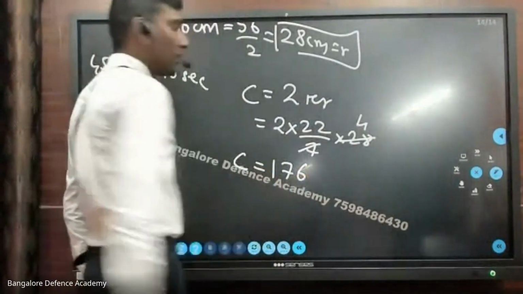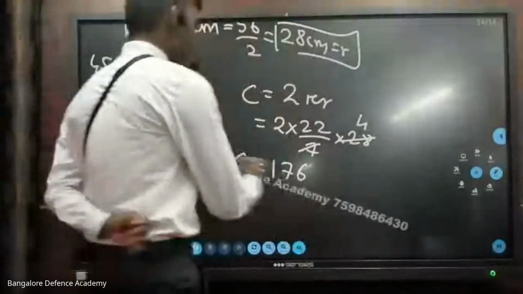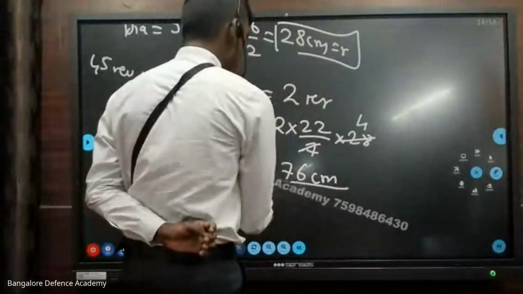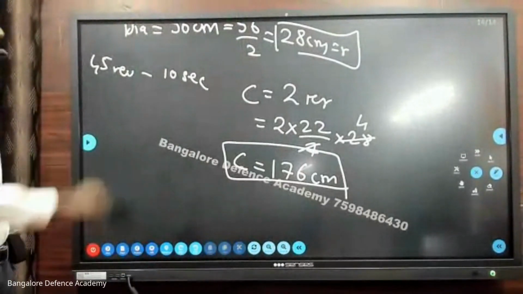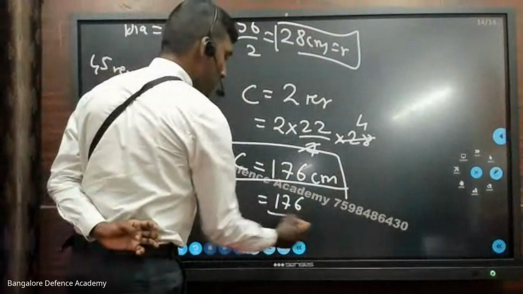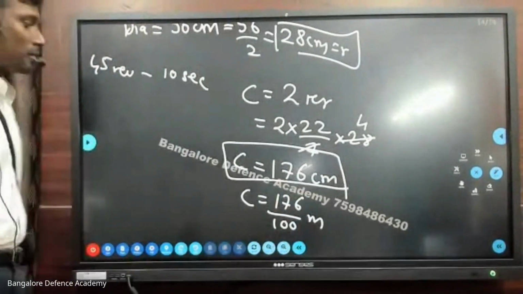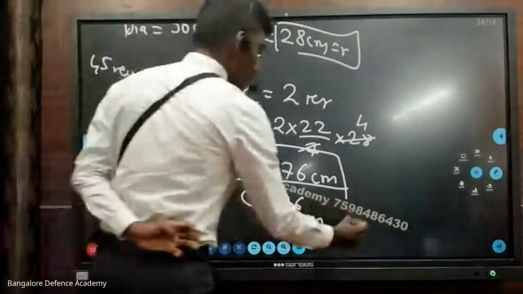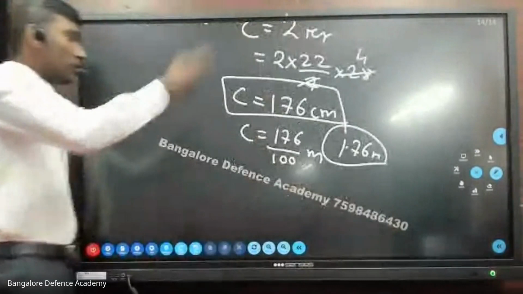176. Is it centimeter or meter? What are they given? Diameter is given in centimeter. I want to convert this into meter. Centi means what do I do? 176 divided by 100. This is meter, correct? So what happens here? 1.76 meter in one revolution.